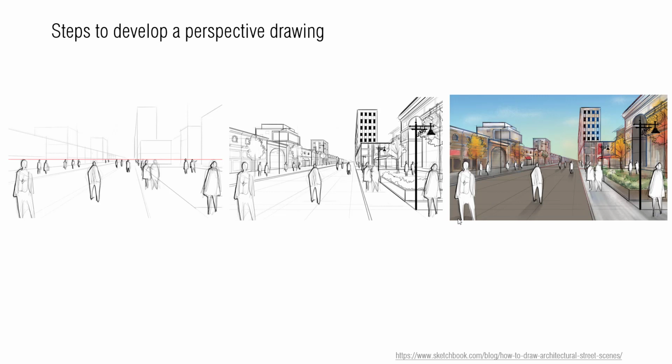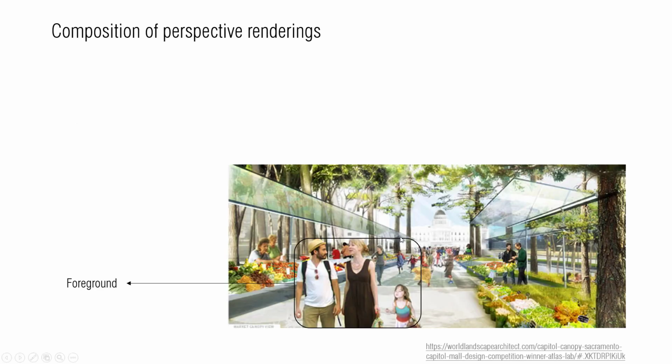So now we've talked about making perspective drawings based on one-point or two-point perspective, the horizon lines, the technical aspects of it. And then we will talk about composition of perspectives. So this is a rendering by Atlas Lab. It's a California landscape architecture firm.